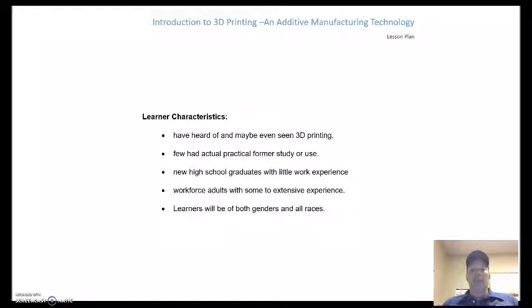Now this lesson plan is created for my college students. It'll be their first or second year within the program that I already have in manufacturing. The learners will have maybe possibly seen 3D printing in action, but few have actually had practical former study or use of it. The students in my program are mostly new graduates or straight out of high school, and we do have quite a few also middle-aged adults that are back for continued learning.